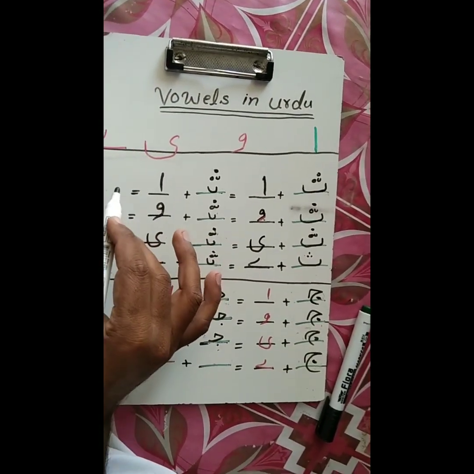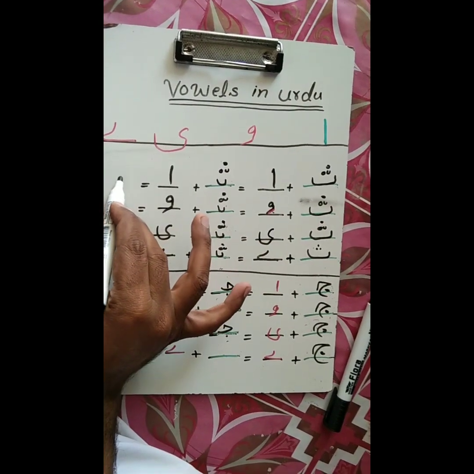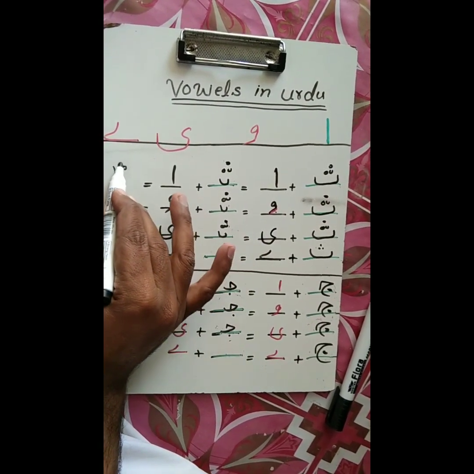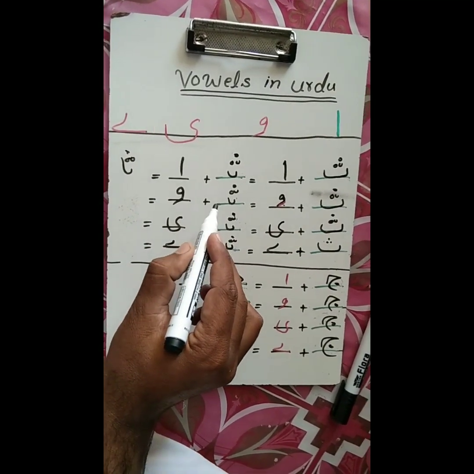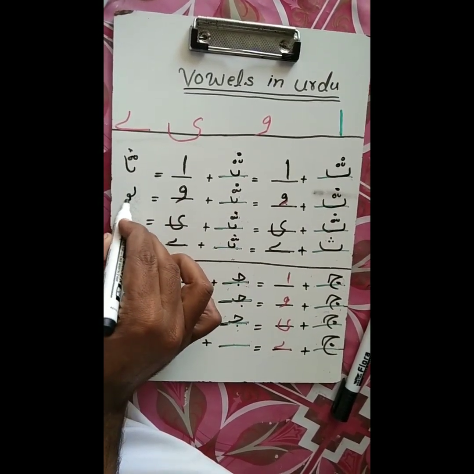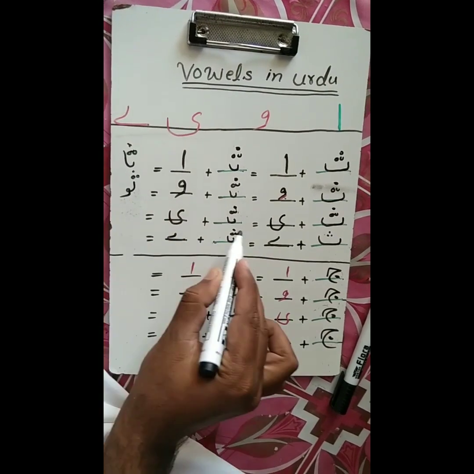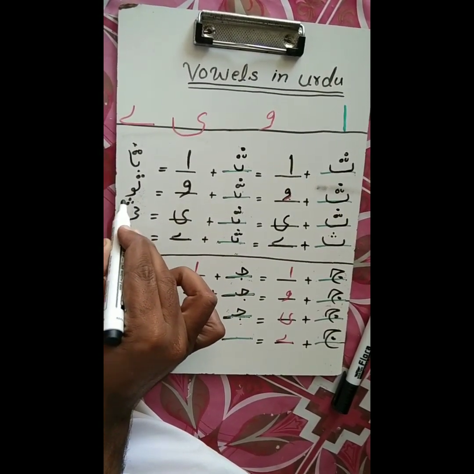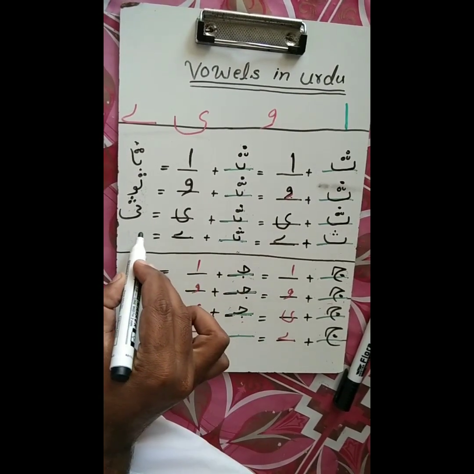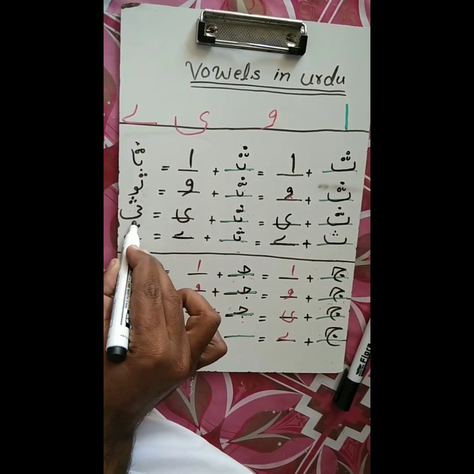Next word is say. When we combine say half shape with alif we get say alif sa, and when we combine say and wa we get say wa so. When we combine say with choti ye, say choti ye si. When we combine say with badi ye, say badi ye say.